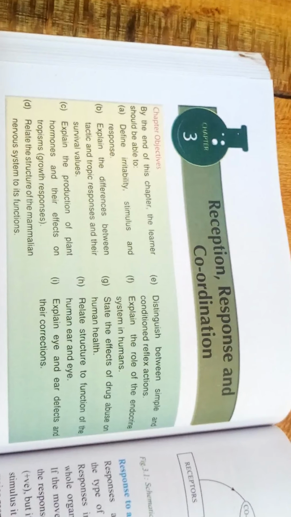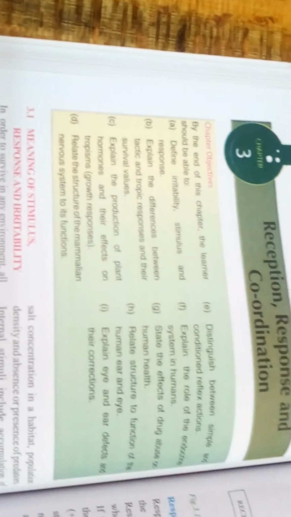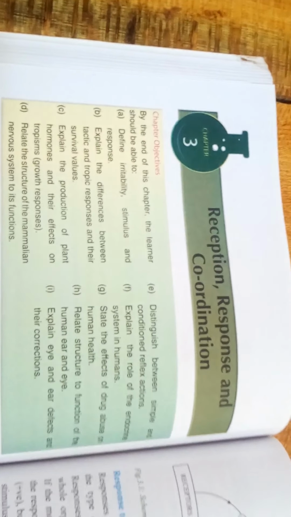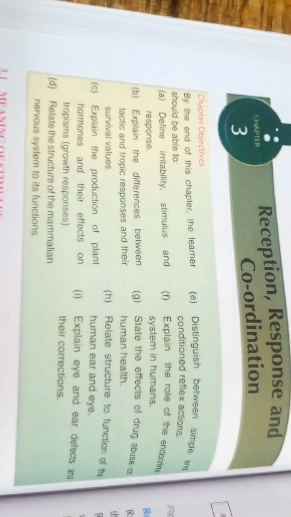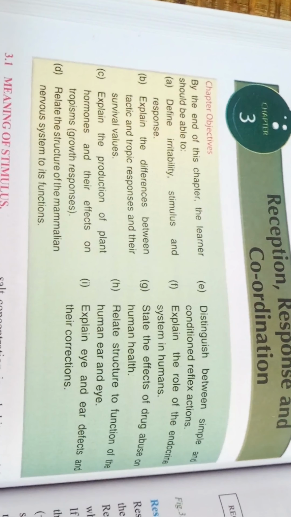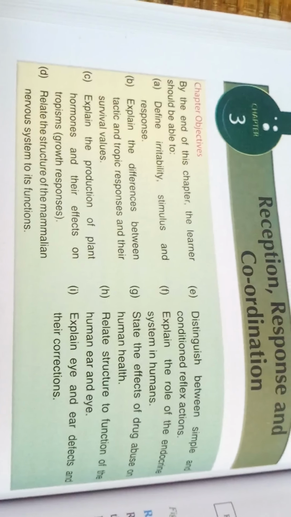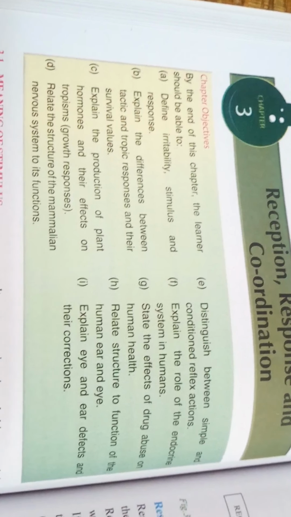4, the learner should be able to relate the structure of the mammalian nervous system to its function. Mammalian nervous system, that is the nerve systems, and the function of the nerve system. At that point, we'll be looking at the neurons, the types of neurons, functions, adaptations, and the difference between those neurons. Also, there we will look at the central nervous system, being the brain and the spinal cord.